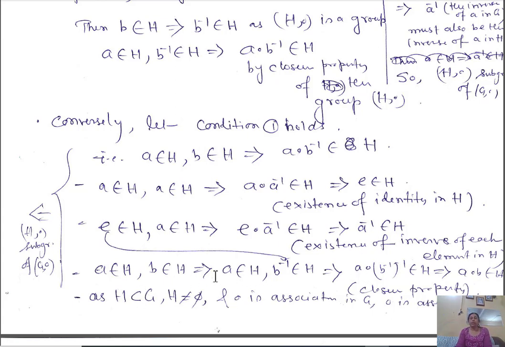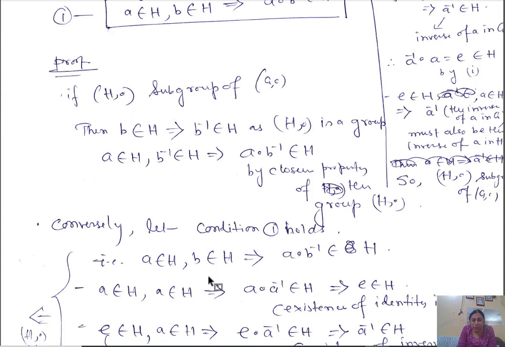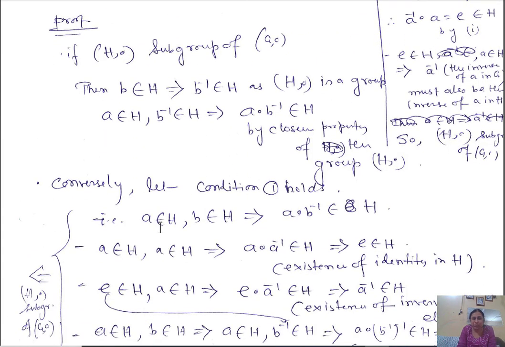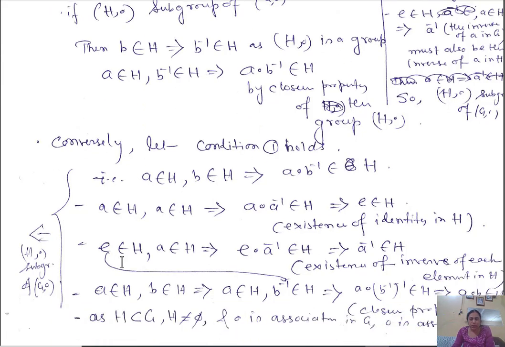Okay, the closure property, I didn't prove the closure property yet. This condition holds, and the closure property you can easily verify. A belongs to H, B belongs to H. I have shown that for each element its inverse also belongs to H. So B belongs to H means B inverse also belongs to H. Now you apply this relation. A belongs to H, B inverse belongs to H. This implies A composition B inverse whole inverse belongs to H. That means A composition B belongs to H.